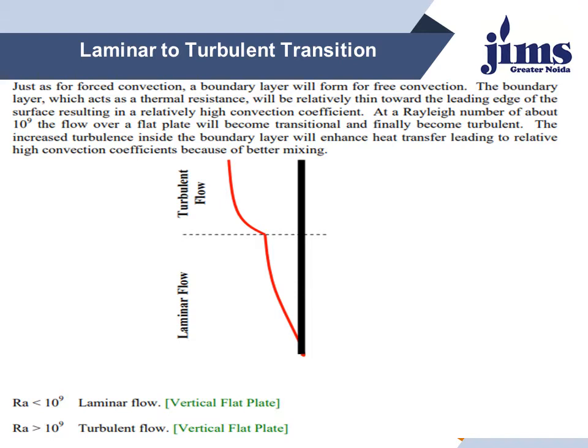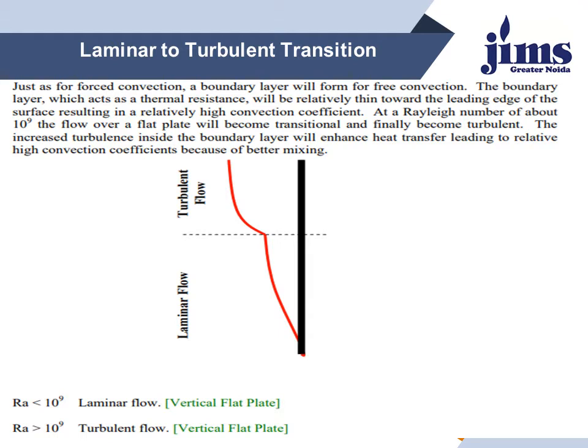So, this is a flat plate which is fixed in its position, and a flow is flowing over the flat plate. Two layers are developed. The first layer is known as the laminar zone, and the second layer is known as the turbulent zone. Just as for forced convection, a boundary layer will form for free convection. The boundary layer, which acts as a thermal resistance, will be relatively thin towards the leading edge of the surface, resulting in a relatively high convection coefficient.